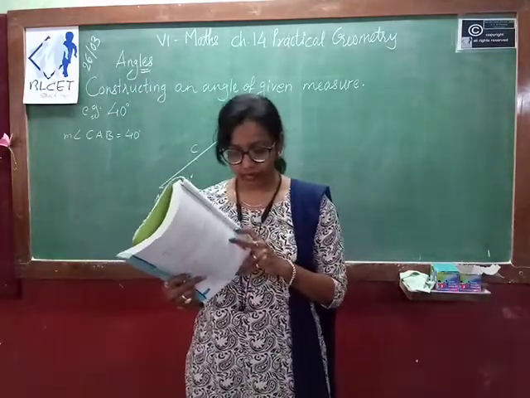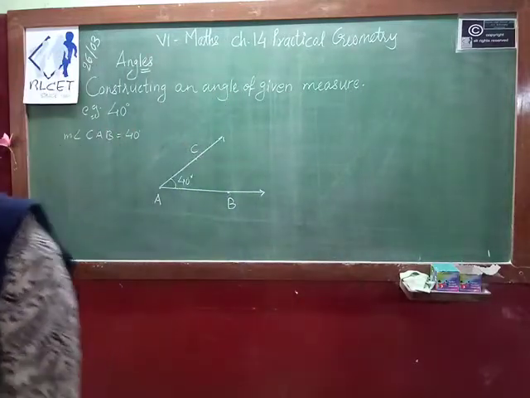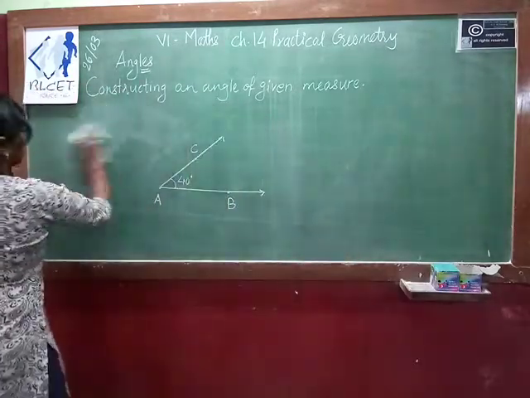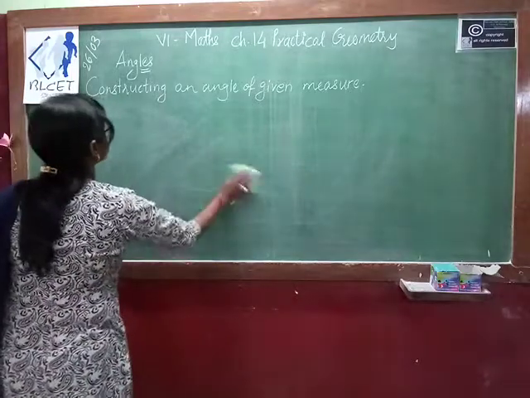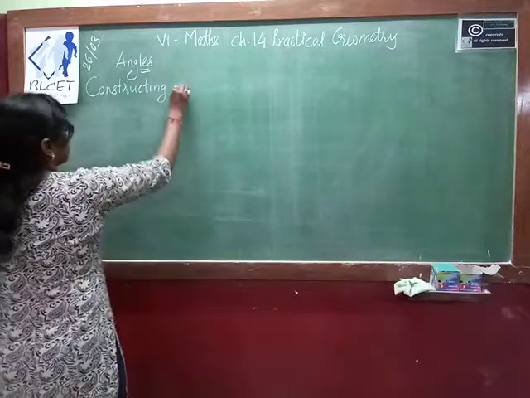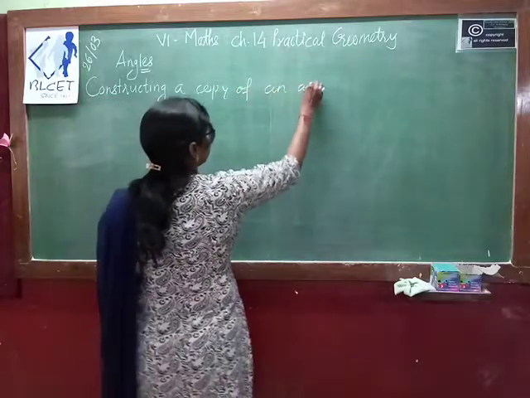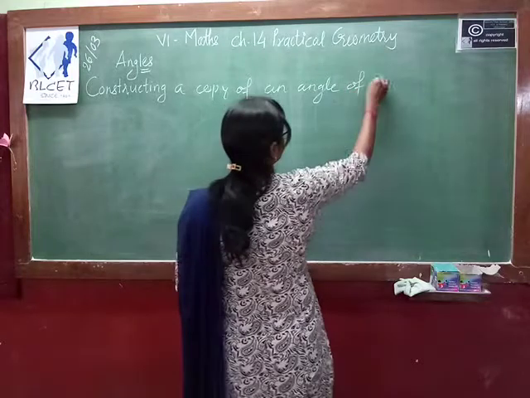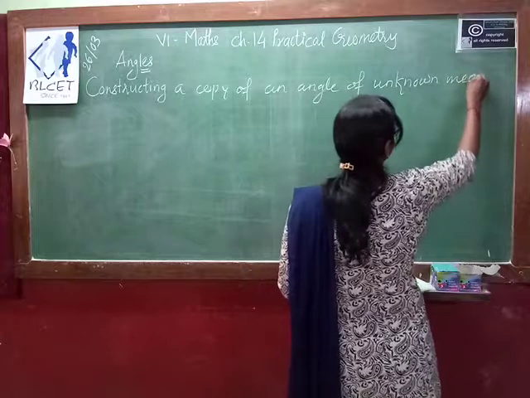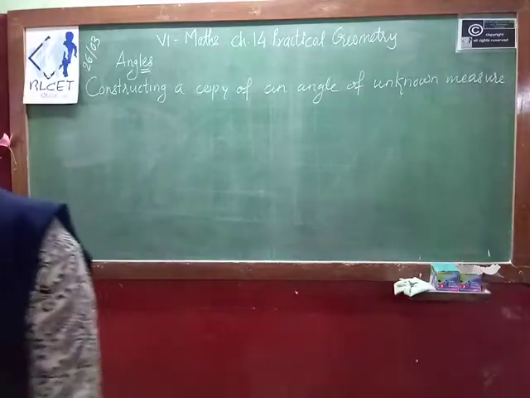Okay, next we have constructing a copy of an angle of unknown measure. Okay, constructing a copy of an angle of unknown measure. Then how will you do the construction? Let's read the steps of construction first.